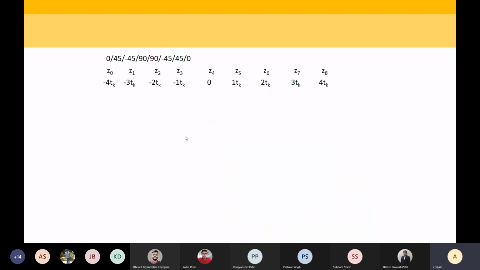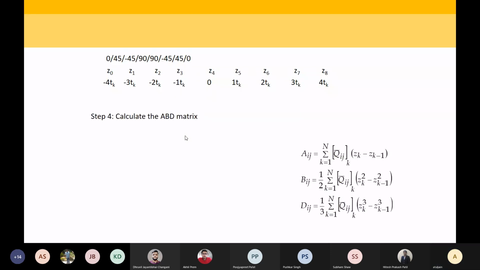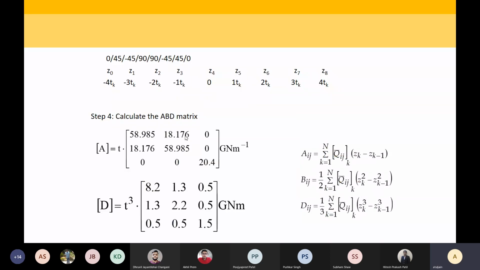After that, what I suggest is that you make a table like this. So you have 0, plus 45, minus 45, 90, 90, minus 45, plus 45, 0. For this, write down the Z coordinates. You start from the top, which is Z0, Z1, Z2, Z3, dot, dot, dot, Z8. What is the coordinate of Z0, Z1, Z2, Z3, Z4, and so on? This is based on the sign convention on which we have derived our formulas. After that, you know the Q matrix, and now you also know the values of the Zs. You can calculate the A and D matrix. The B matrix will come out to be 0.